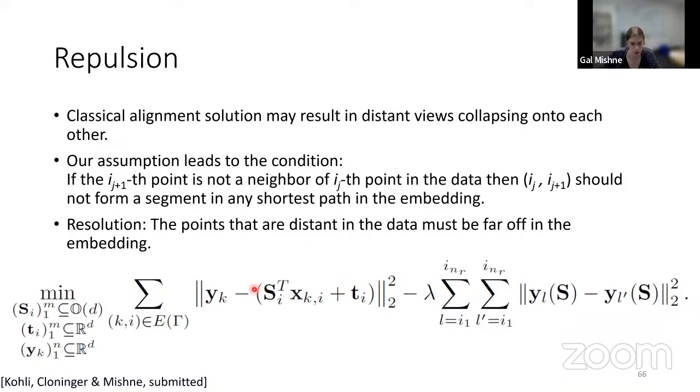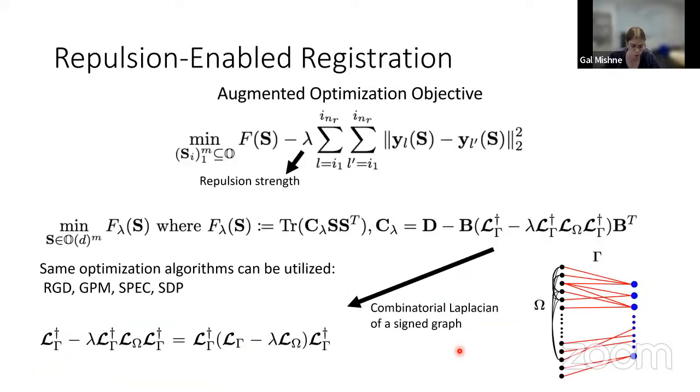So we're trying to align all local views to each other. And then for pairs of views that are far away from each other, we want them to lie far away in the embedding itself. So this is a repulsion term that we add to our optimization problem. This gives us an optimization objective that is very similar to the one that we had previously solved. And the only difference is we previously had a Laplacian of this bipartite graph, and it has now been augmented into being the difference between this bipartite graph and a second Laplacian that is between the pairs of points that are far away from one another.